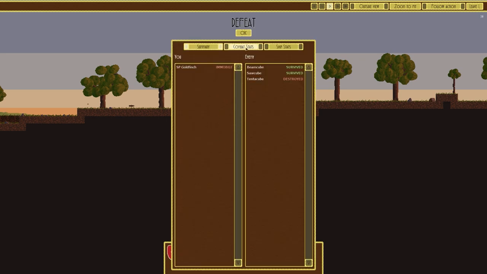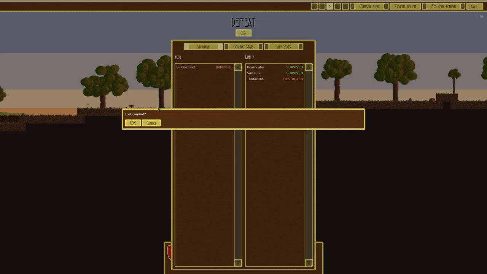We were destroyed, but we did manage to destroy one of the other ones, the tentacube. You've got beam cube, saw cube, and tentacube.